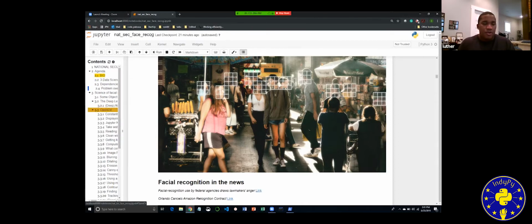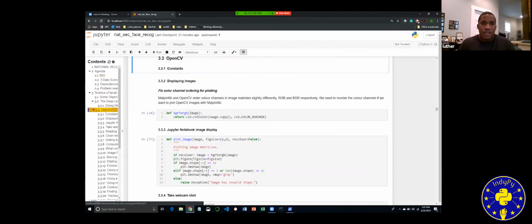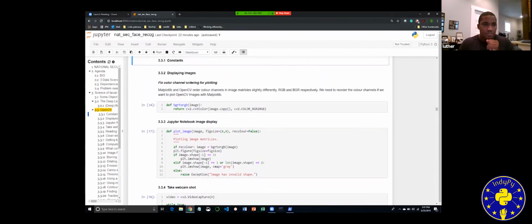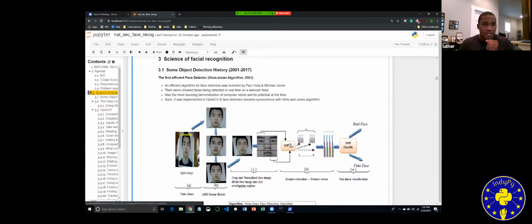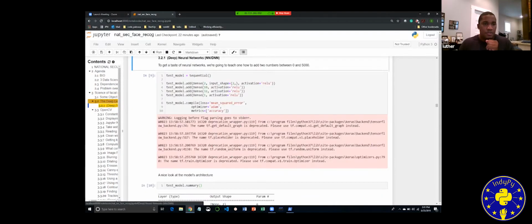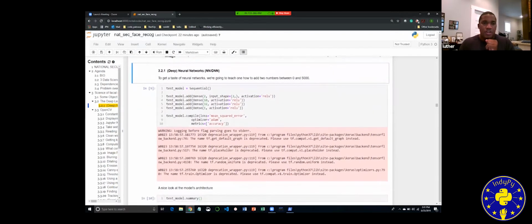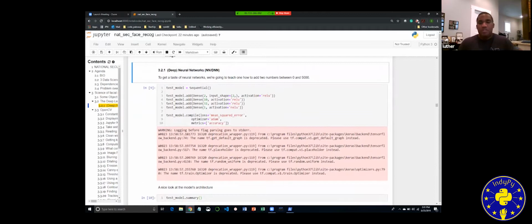Okay, so now we're going to go down here. Science of facial recognition. So what we're going to do here real quick is build a neural network. That's the first thing off the bat. We're going to try to understand how these APIs work. What are the APIs doing? How smart are they? What can they do? So we're going to build a neural network.